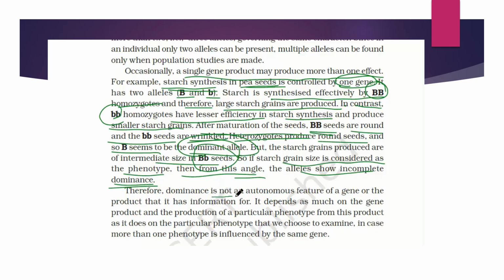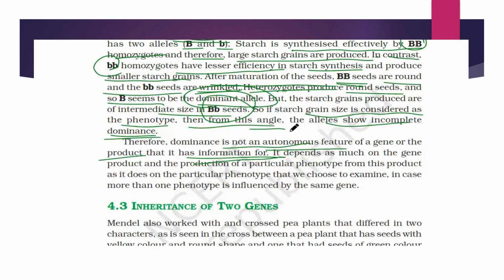Therefore, dominance is not an autonomous feature of a gene or the product that it has information for. What does this term autonomous mean? Autonomous means an independent feature. As per Mendel's law, the dominant gene will be expressed in all the generations and the recessive will not be expressed as a phenotype.